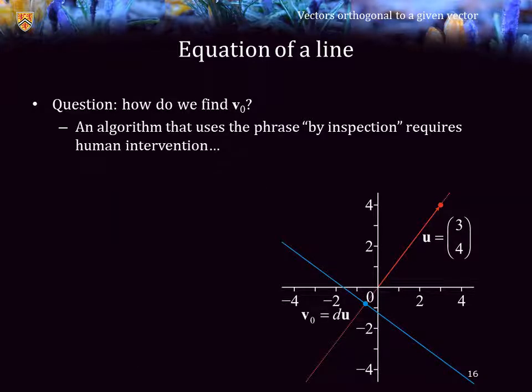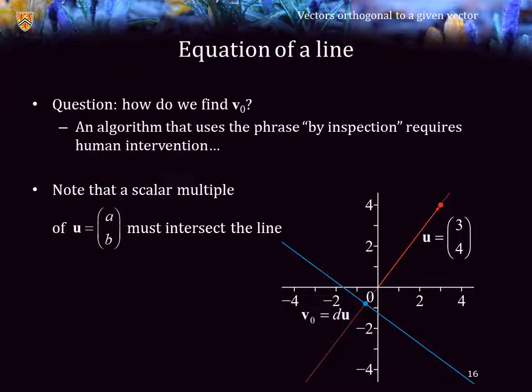Now question, how do we find that vector v naught? We saw previously that we found one vector that appears on the line by inspection. We let v1 equal negative 1, and from that we deduced that v2 must be negative 0.5. But this isn't an algorithm. This requires human intervention. Is there an algorithm that we can use to find at least one point on that line?